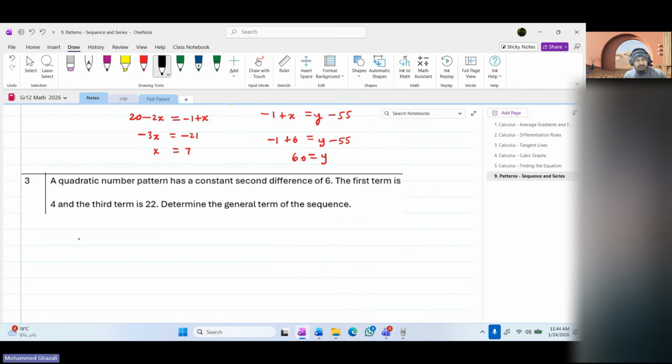Next question is on your screen. A quadratic number pattern has a constant second difference of 6. So what are they giving us? This is D2, which is 6. The first term is 4, so term 1. And the third term is 22, so term 3. Determine the general term of the sequence.